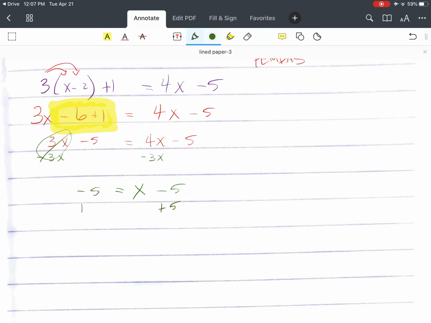Now, the opposite of a negative 5 is adding 5. So we're going to add 5 to both sides. That's a 0, and in fact, negative 5 and 5 also add up to 0. So x is equal to 0.